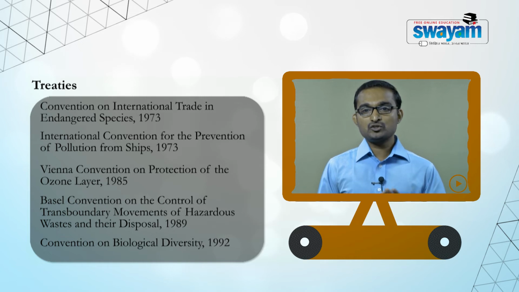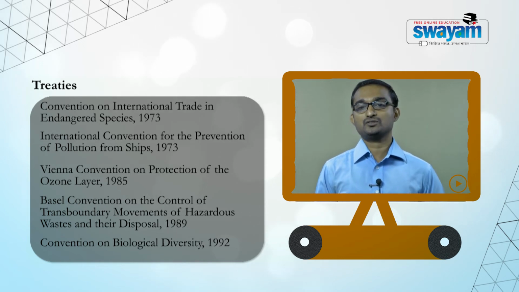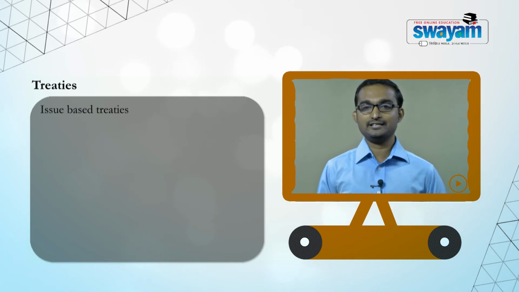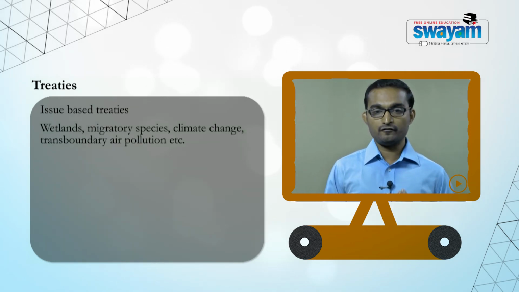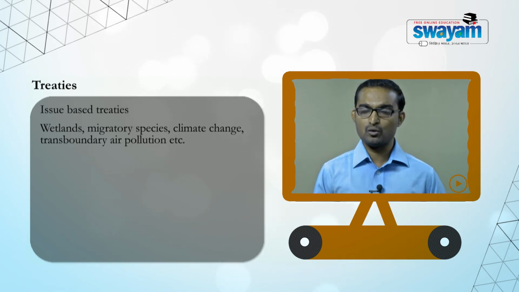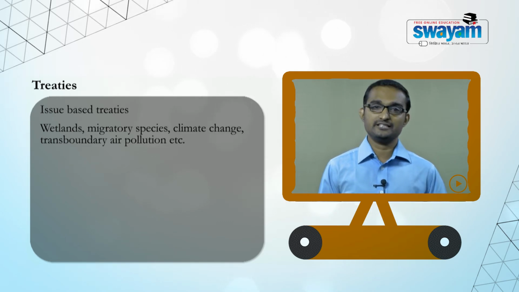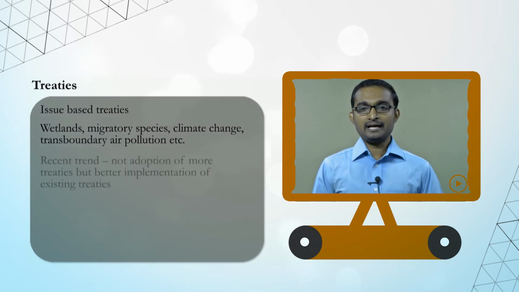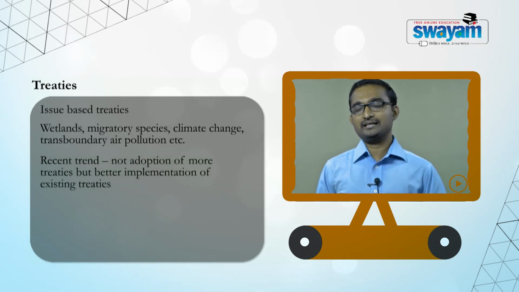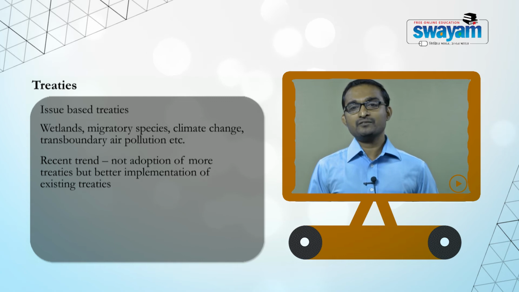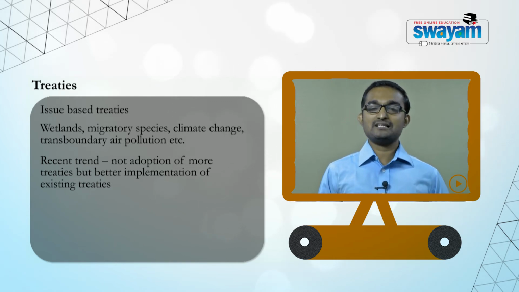Similarly, the Vienna Convention on Protection of the Ozone Layer 1985 also addresses a specific issue, and we can find innumerable examples, whether it is protection of wetlands or protection of migratory species, the issue of climate change, the issue of transboundary air pollution, and so on. So the essential characteristic is that most of these treaty regimes address a specific issue. And the recent trend is, over the last couple of decades, or at least since the 1970s, 80s and 90s, we have seen a proliferation of multilateral environmental agreements.